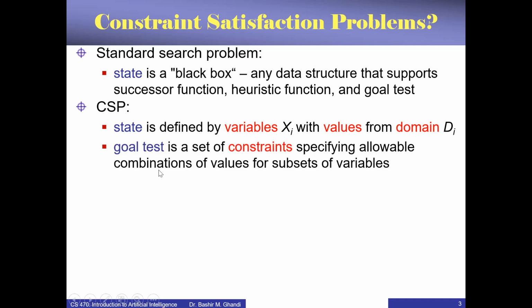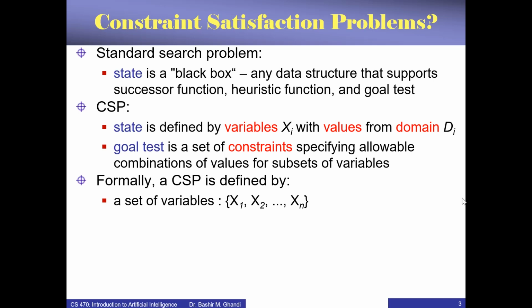Now the goal test in this situation is also slightly different from a normal searching problem. Here a goal test is simply a set of constraints that specify the allowable combination of values for a subset of the variables xi. So with this in mind, let's try to formally define what is a CSP. What is a constraint satisfaction problem?